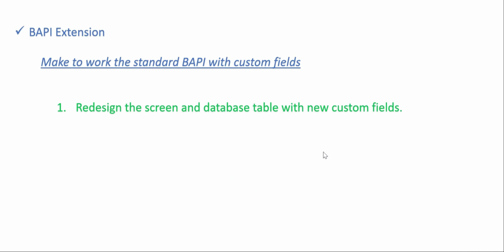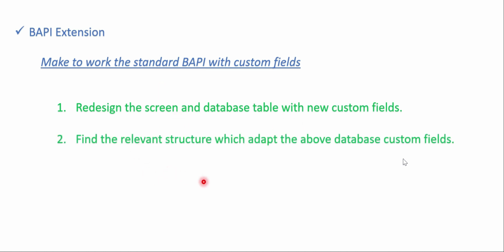So first you have to redesign the screen and database table: the relevant information, the relevant table, and then the screen. And then you have to find the relevant structure. Here we are not going to use just an append structure. It's not everywhere that there is a possibility of extension. Those tables have a structure, made especially for custom fields. So we have to identify that structure in the relevant table and add the custom fields. Okay, that is the first step. So you need to identify the relevant structure and make sure that it is in the relevant table.